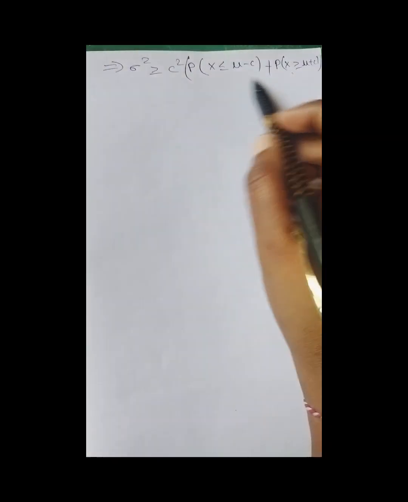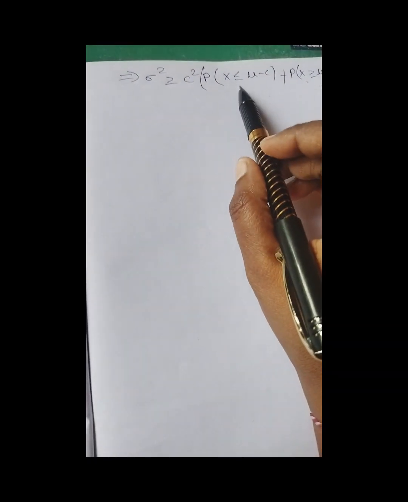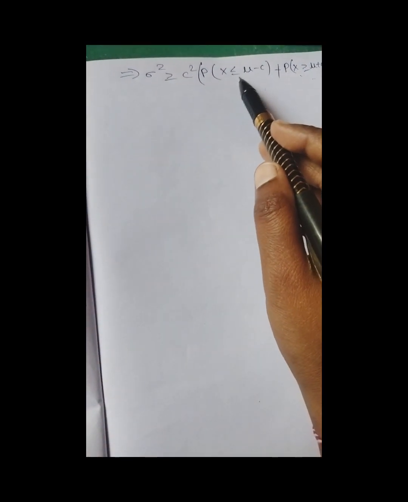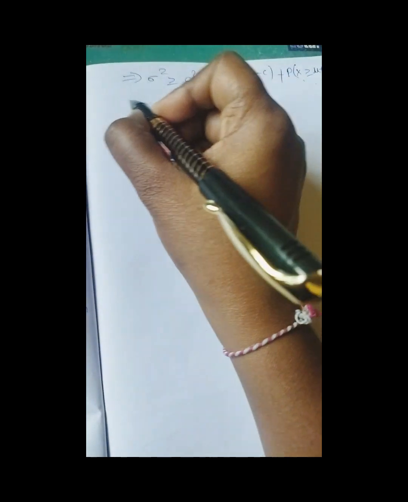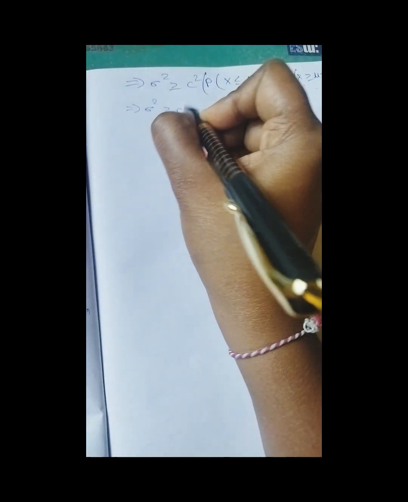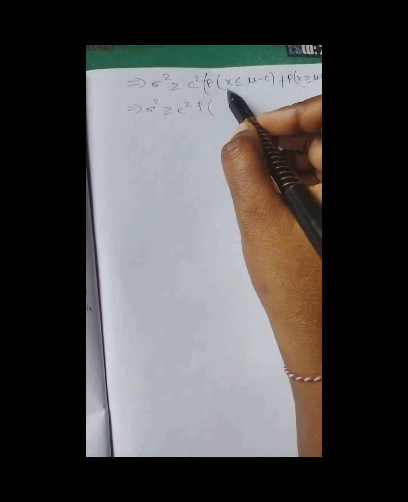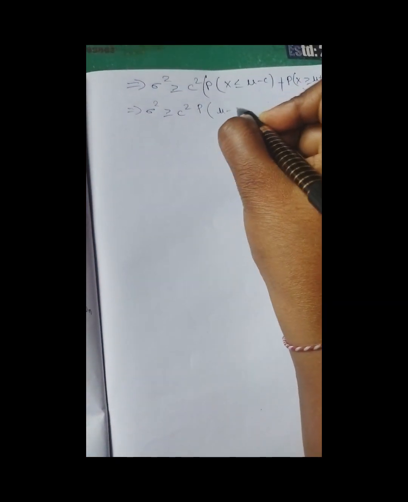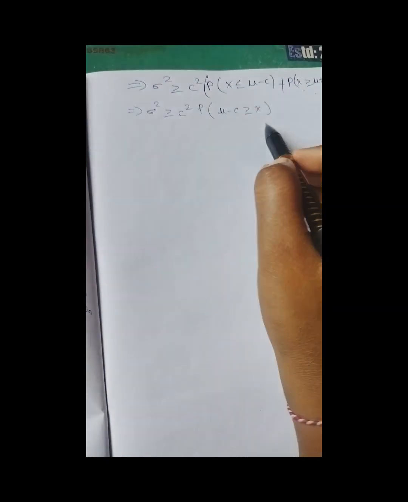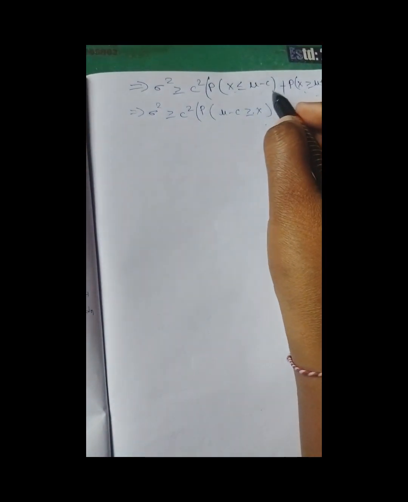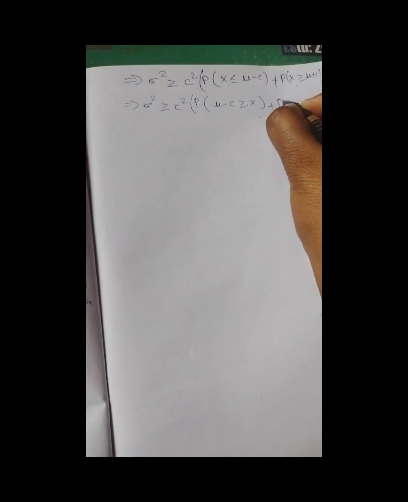Probability of, so finally we got this. Now the second term, x greater than or equal to mu plus c, I am also going to express in terms of greater than or equal to. So sigma square greater than or equal to c square into probability of, so now which term is highest here? Second term is highest. So mu minus c greater than or equal to x, can we write like this? Yes, we can write. Mu minus c greater than or equal to x, or x less than or equal to mu minus c, both are equal, plus probability of x greater than or equal to mu plus c.